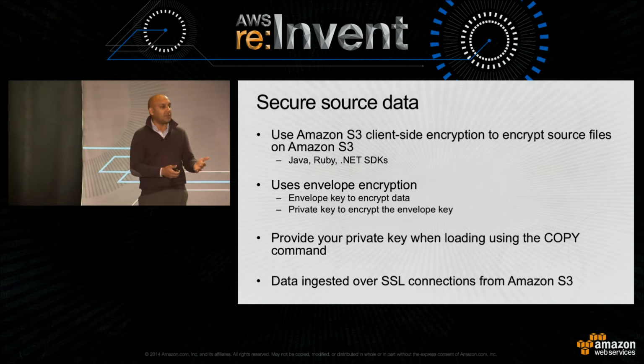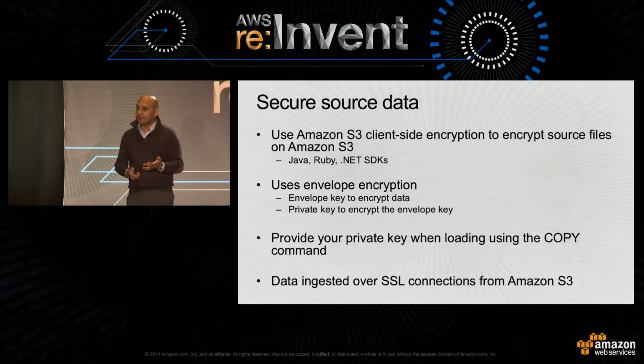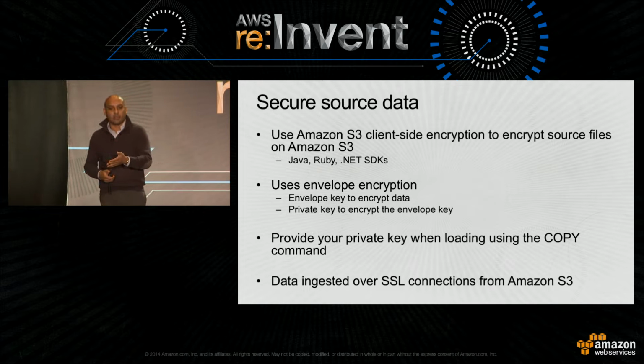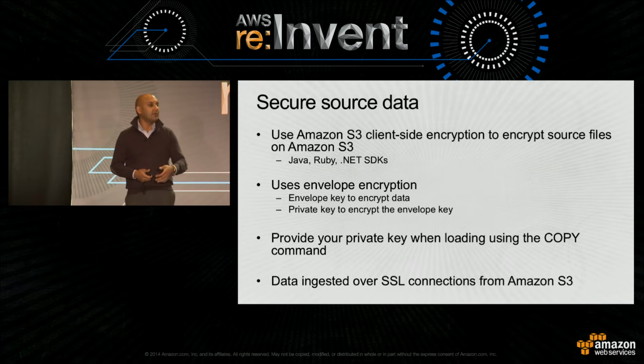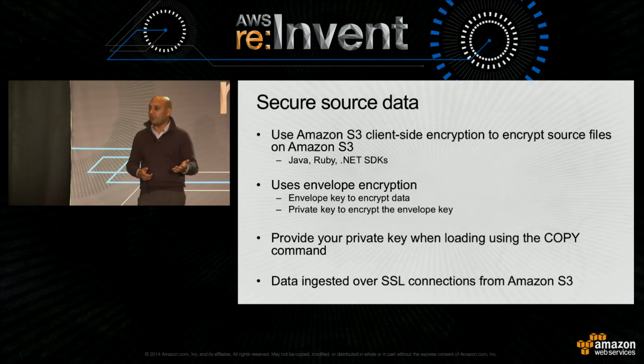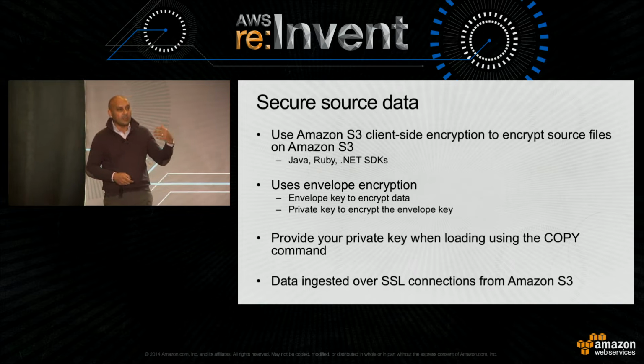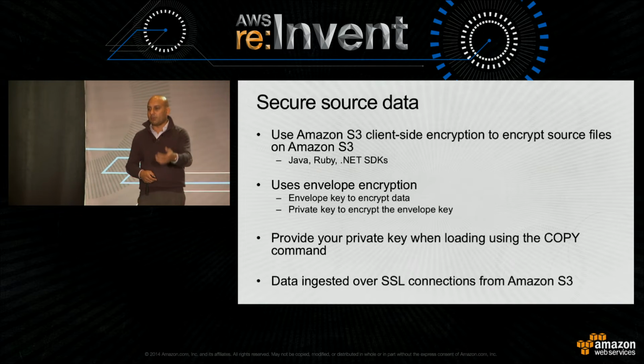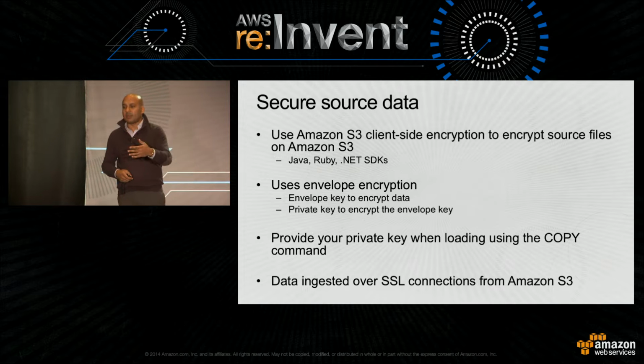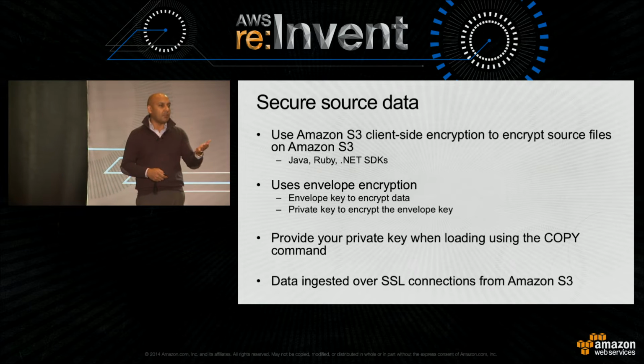So you provide your private key as part of the copy command. That then reads the metadata on the object, decrypts the envelope key, and then the system uses that envelope key to decrypt the data payload. Our ingest from S3 is done over SSL connections. So you've got control of your keys at source, encrypted data onto S3, over SSL into Redshift, again, with you controlling your keys. So you've got a secure chain on that side.